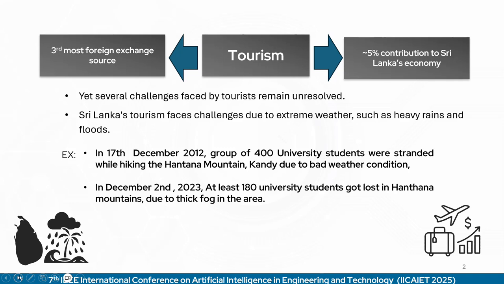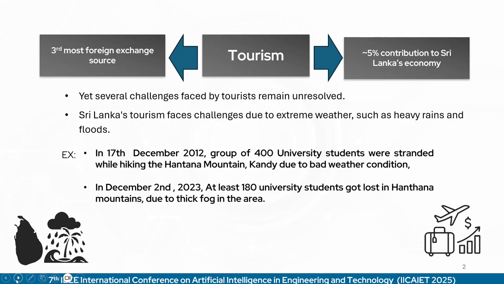Sri Lanka's tourism faces challenges due to extreme weather such as heavy rain and floods. For example, on 17th December 2012, a group of 400 university students were stranded while hiking the Hantana mountain due to bad weather conditions. And the next example, on the 2nd of December 2023, at least 180 university students got lost in Hantana mountain due to thick fog in that area.